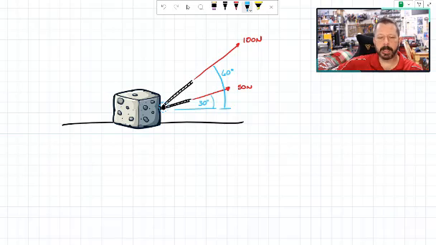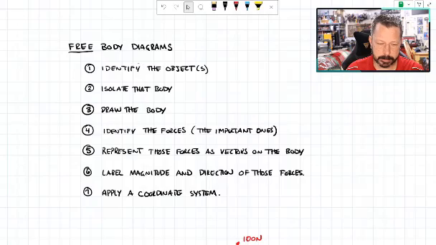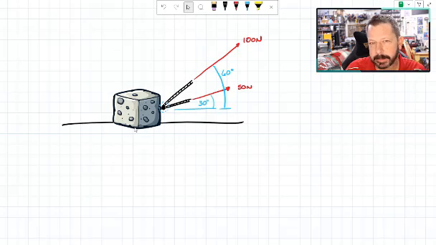Just the little eye bolt that this cable and the block are connected to. So from that point of view, if I were to enlarge that, let's look at our step one, right? Step one is identify the object. The object could be the whole block, but then the block's on the ground and the ground's acting on the block, and I've got these other forces, so I'm not going to worry about that.